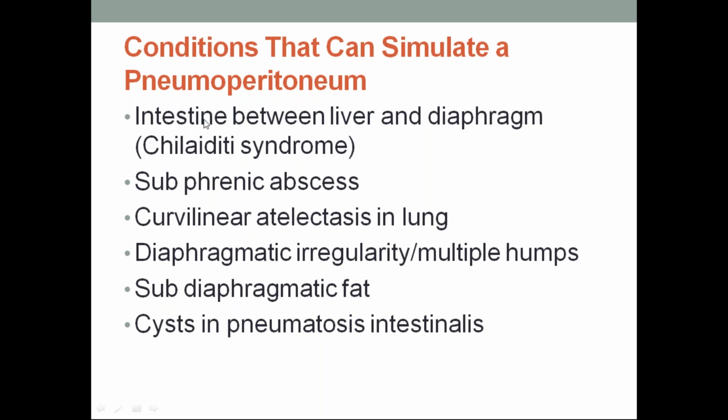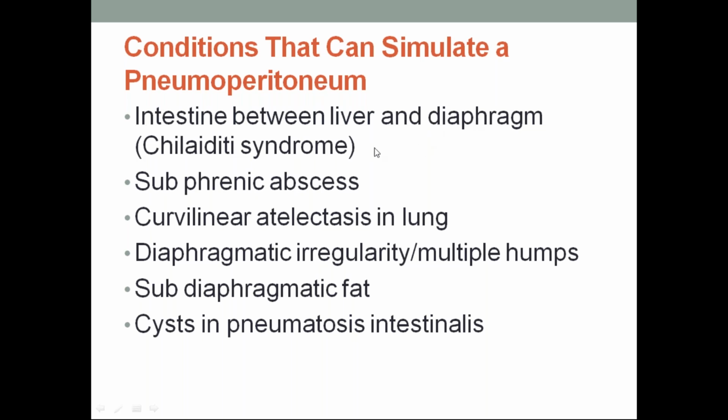What will happen in this condition is the intestine, the large bowel, mostly the transverse colon and ascending colon, that is mostly the hepatic flexure, you will see that it goes below the diaphragm. It will cross the liver and settle below the diaphragm. This condition is known as Chilaiditi.